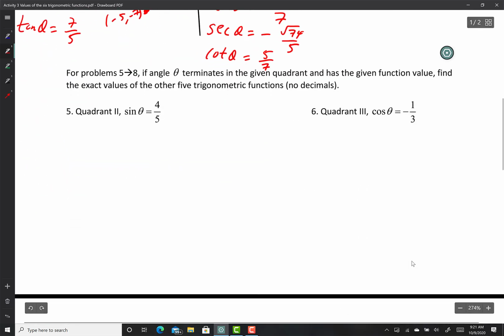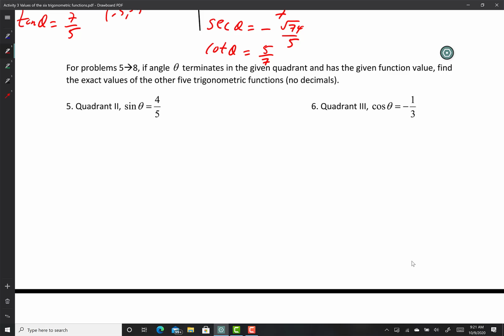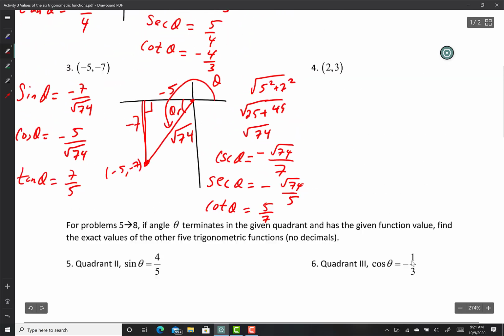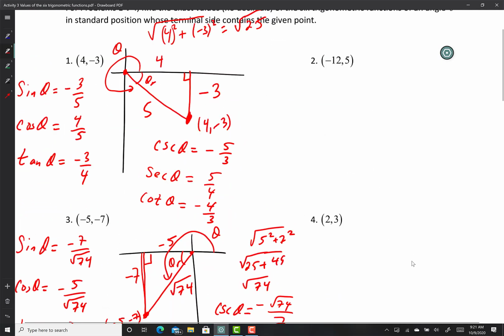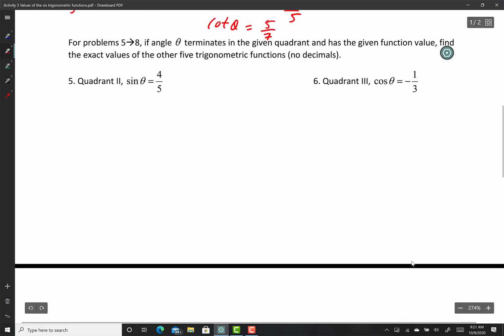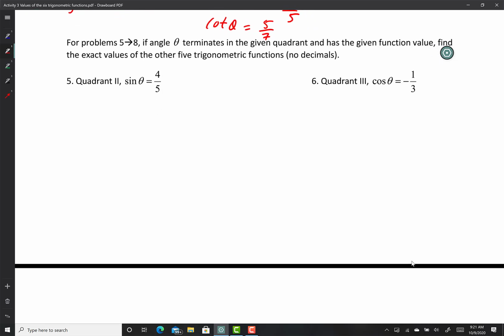All right, so this one says for questions 5 through 8, they terminate on a given quadrant and have a given function value. Find the exact values of the other 5 trig functions. So it looks like I'm pretty much doing the same work, but this time they give you one of them. They tell you what quadrant you're in. Notice it says quadrant 2. And yeah, in quadrant 2, sine is positive. We don't know the actual coordinate, guys, because it is a ratio. But we can create a coordinate.